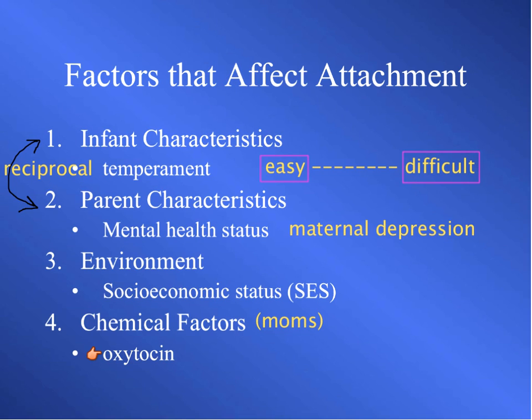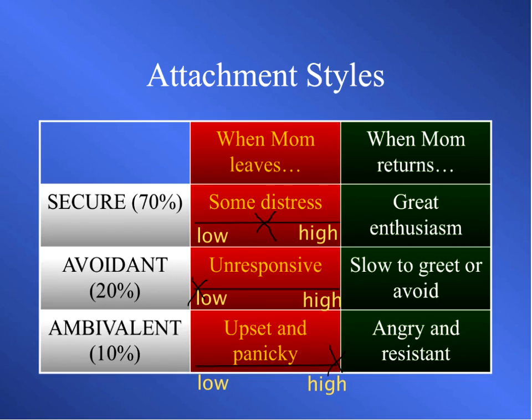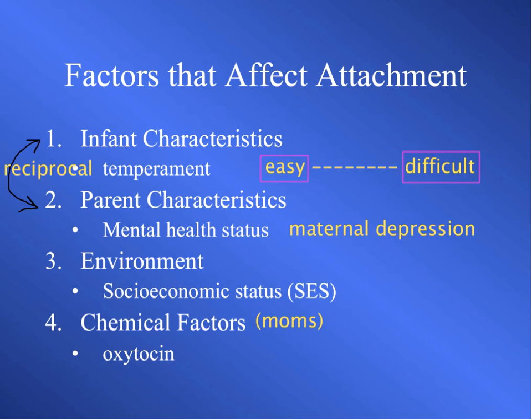Make sense? So these are all things to consider when you're wondering, like, well, why does one child end up in the secure category and another child ends up in avoidant or maybe ambivalent? These are a number of factors that might play a role in that process. Okay? Any questions on those factors at all? Cool. Well, here's what happens.